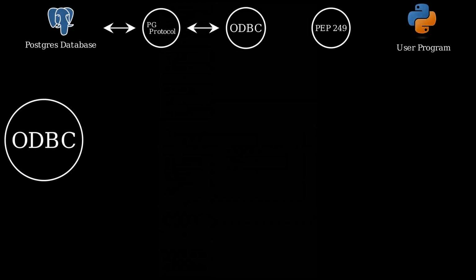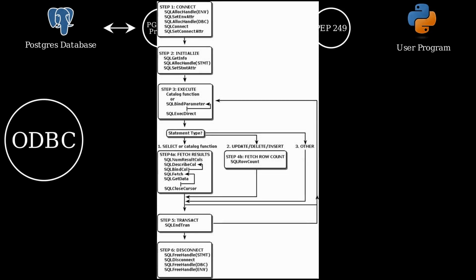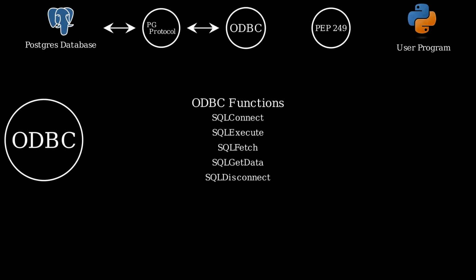Finally, we have the background we need to create our own simple ODBC driver. A full ODBC implementation may follow the flow of this diagram. You can see there are a few dozen or so ODBC functions defined by the ODBC spec. However, we'll just focus on a few key functions. The SQLConnect, SQLExecute, SQLFetch, SQLGetData, and SQLDisconnect functions will fit nicely into our Postgres protocol reader and PEP 249 implementation.